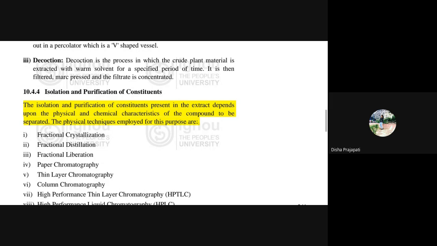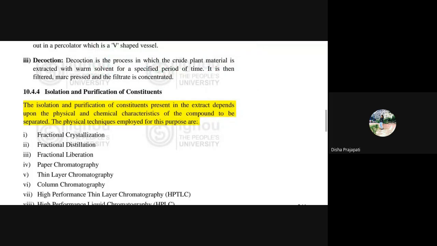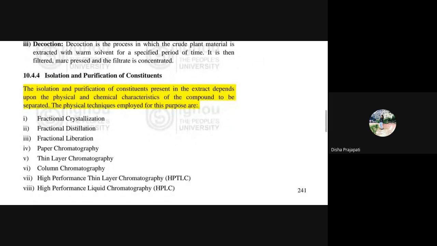Isolation and purification of constituents present in extract depends upon the physical and chemical characteristics of the compound to be separated. The physical techniques employed for this purpose are fractional crystallization, fractional distillation, fractional liberation, paper chromatography, thin layer chromatography, column chromatography, high performance thin layer chromatography, and high performance liquid chromatography.